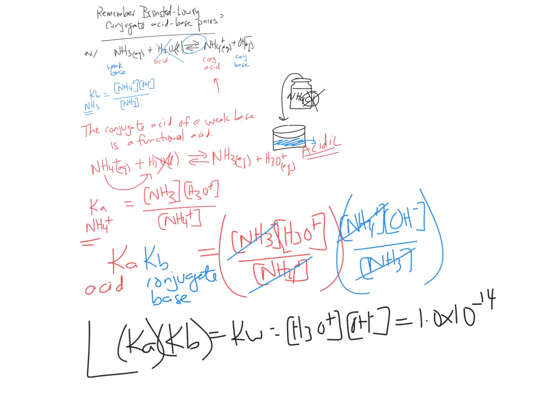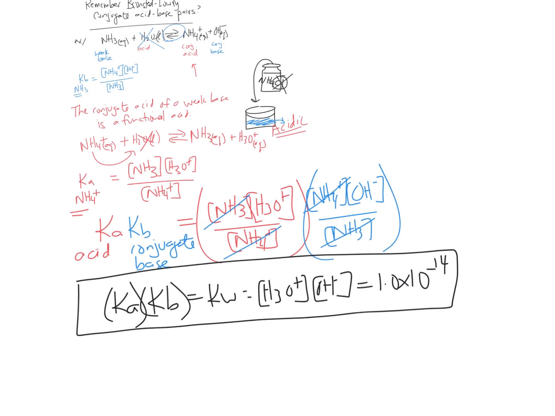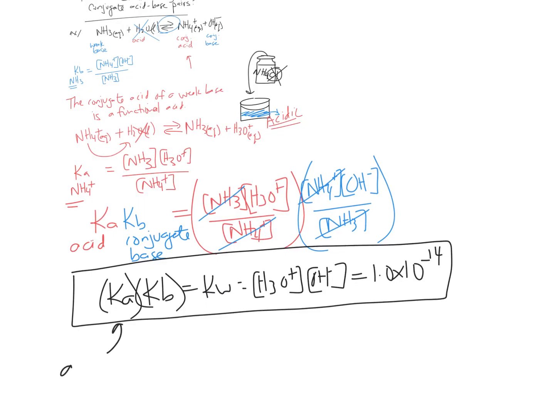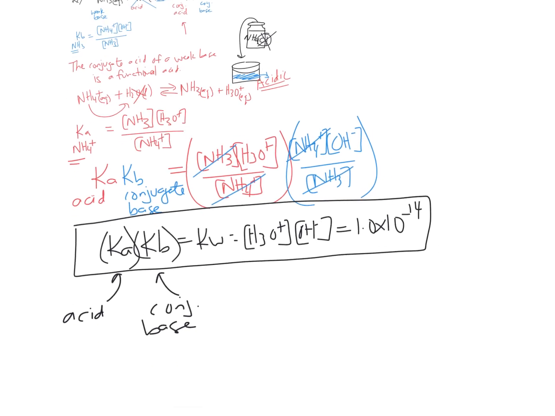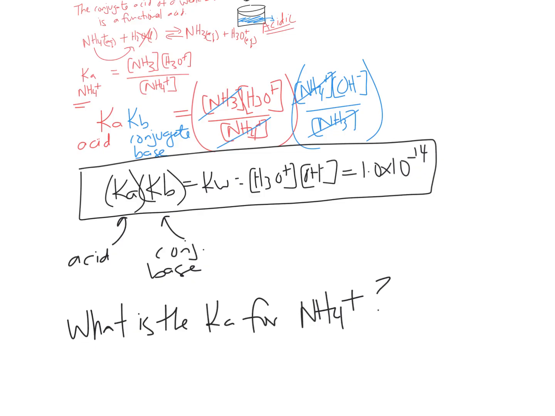So this is a super important relationship for Bronsted-Lowry acids and bases. And again, the most important thing I would emphasize is that it's the Ka for an acid, and it's the Kb for the conjugate base of that acid, okay? So let's do one example. I might say, what is the Ka for the ammonium ion, all right?